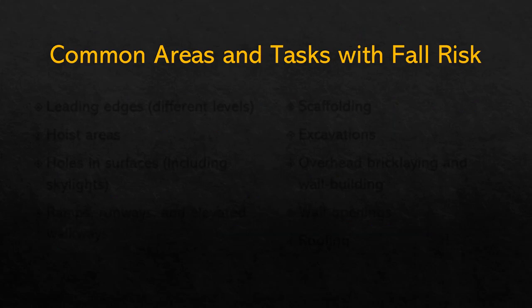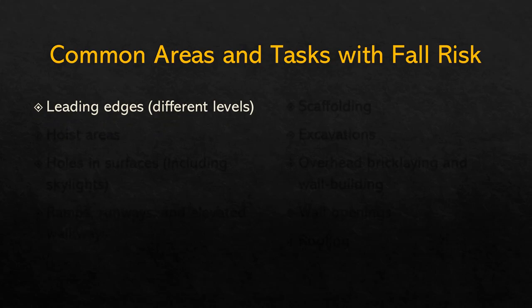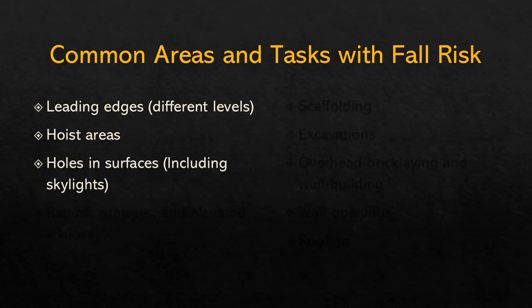Here are some examples of common areas and tasks where fall risks can exist. Not all of these exist at DRI on a given day, but they're things that could exist, and some of these do exist at DRI every single day. There can be leading edge falls where you have 2 different levels, and if you're on one, you could be exposed to the fall hazard to the lower one. Hoist areas. Holes in surfaces, including skylights. There are buildings here on the DRI campuses that have skylights and other holes in them, like hatch openings.